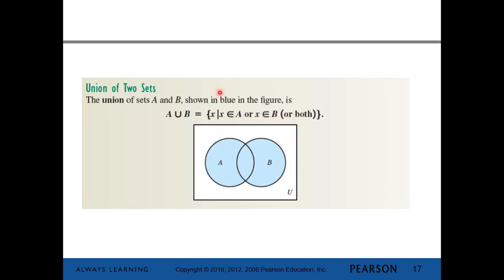of B, or both. So to get the union, we want all of the elements that are in A, or the elements of B, or both. So if it's an element of A, or if it's an element of B, or both, then it's in the union. Okay, so that means everything that's shaded blue is the union of A and B.